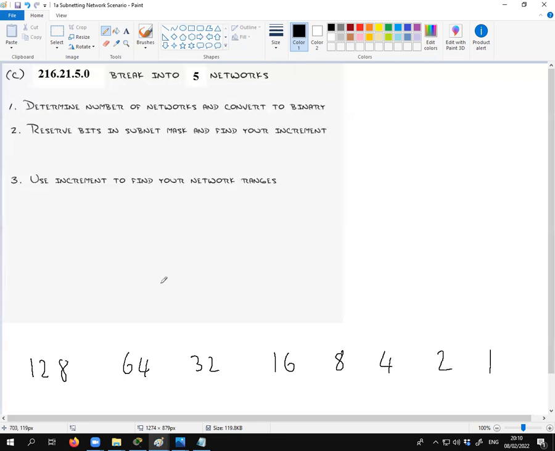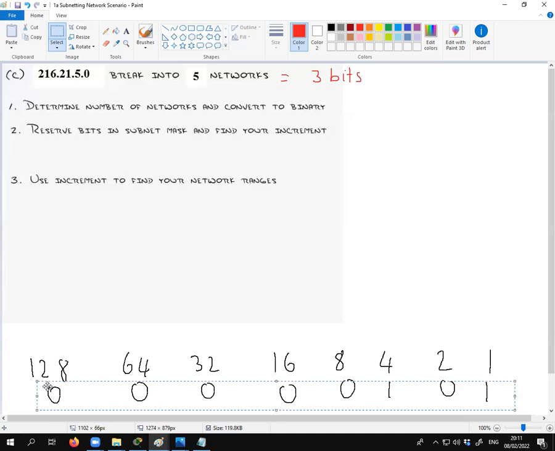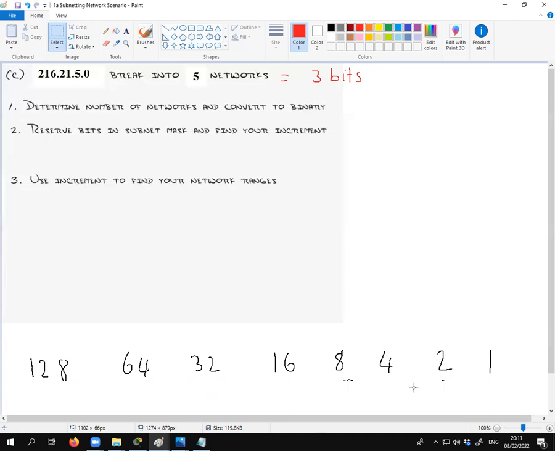So we say 5 in binary. Does 128 fit into 5? No. 64 into 5? No. 32 into 5? No. 16 into 5? No. 8 into 5? No. 4 into 5 is 1 with 1 left over. So how many bits? 3 bits. It takes 3 bits to make 5. That's all you're doing at the very start, just finding out how many bits it takes to make 5. Once you know that, you erase your diagram, because we've done that question.